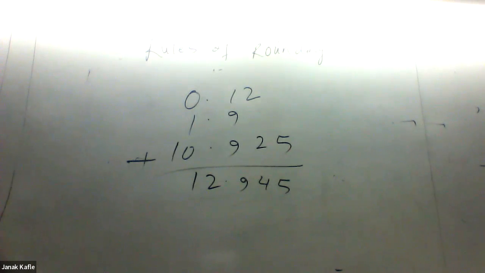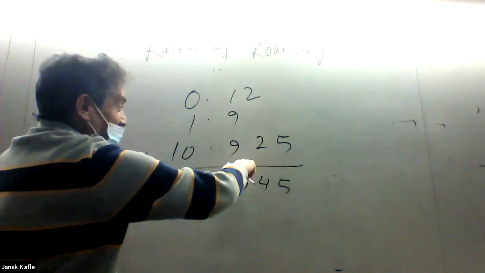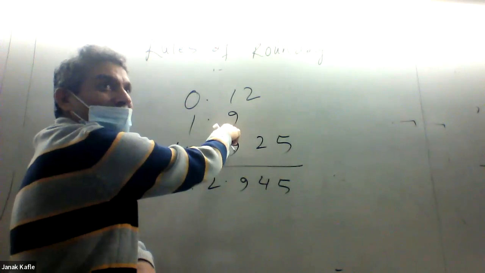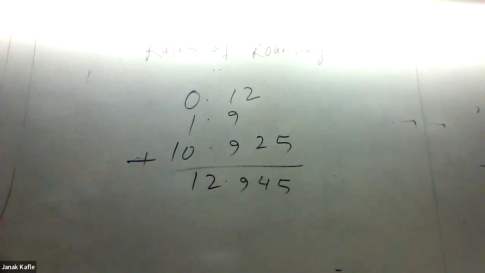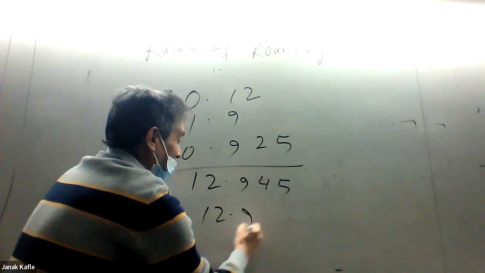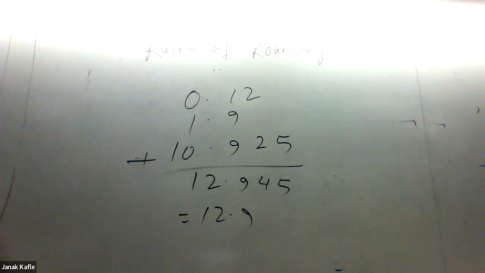Now, since we are doing addition here, we just need to report the answer according to the least accurate measurement. This is accurate, this is very, very accurate, this is the least accurate, right? So my answer should look like this. Make sense? So this should be 1 decimal. So what I would do is 12.9. Yeah? Make sense? Good.